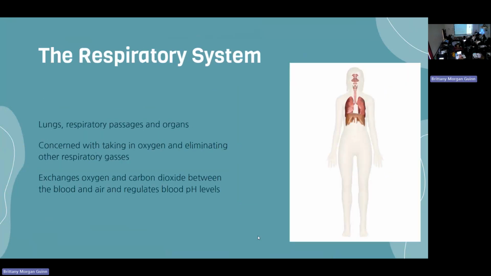We have the respiratory system. The respiratory system is your lungs and other organs concerned with taking in oxygen and eliminating waste and other respiratory gases. The respiratory system exchanges oxygen and carbon dioxide between the blood and the air, regulating our blood pH levels.